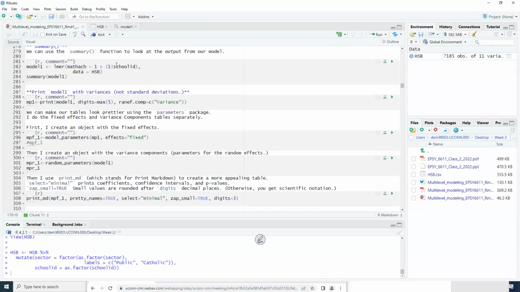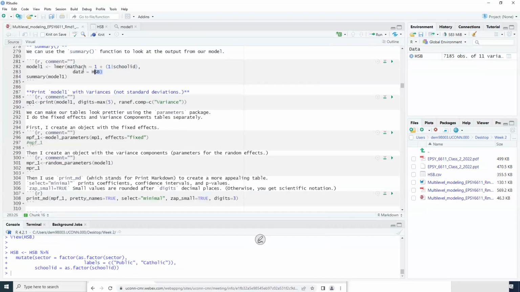So the fixed effects portion of the model is always going to be out here. And then we're going to talk about the random effects portion of the model in the parentheses. So the random effects 1 bar school ID just means I'm allowing for a randomly varying intercept. So I'm saying math achievement is predicted by a fixed intercept, right? And a randomly varying intercept. The fixed intercept is going to be my gamma naught. And the randomly varying intercept is going to allow for that U sub naught J.